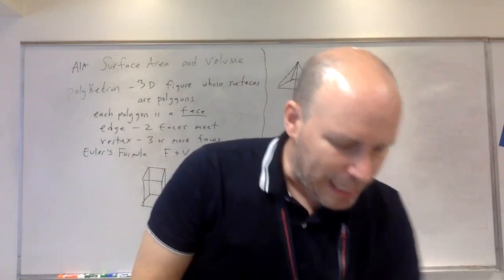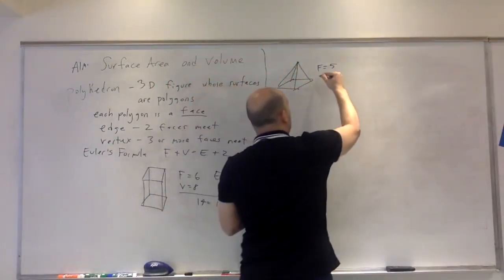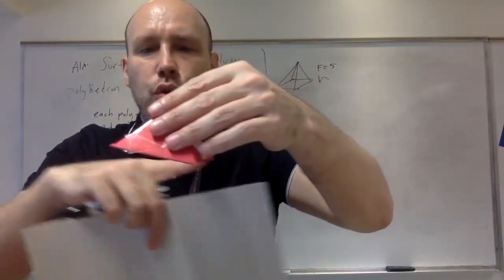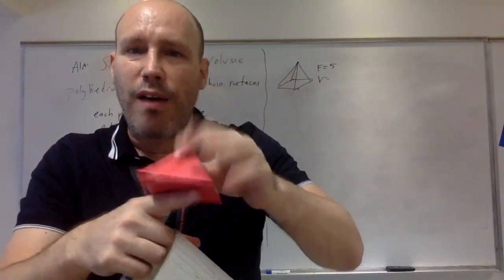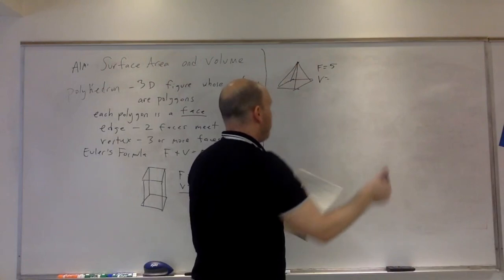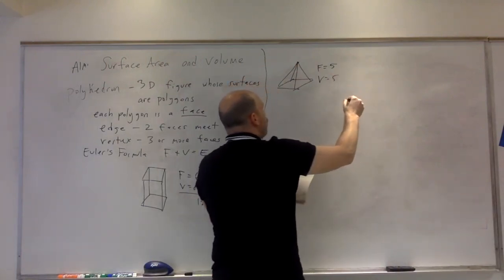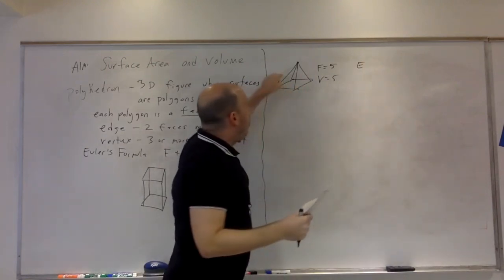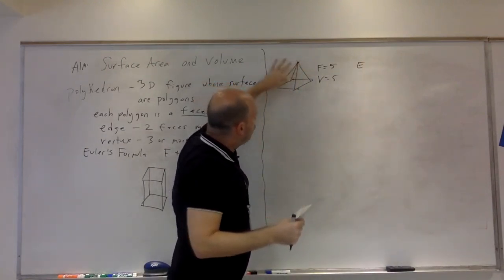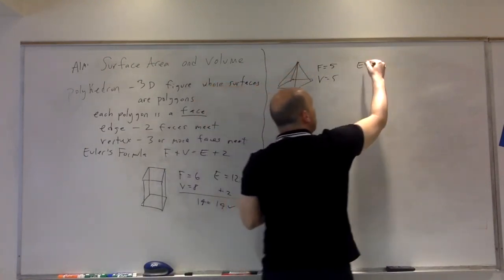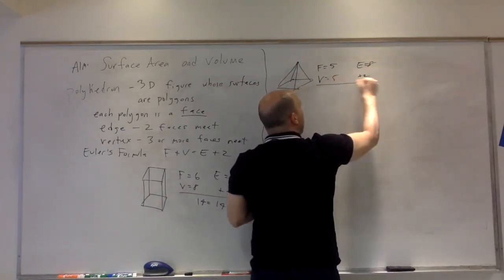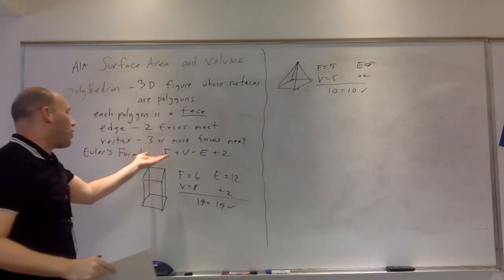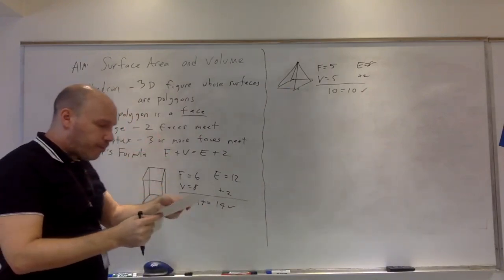Let's see, how many vertices are there? 1, 2, 3, 4, 5. 5 vertices. And how many edges are there? Let's see, number of edges. So 1, 2, 3, 4, and then 1, 2, 3, 4. 8 edges. And that works out because 10 equals 10. So once again, Euler's formula works out for any polyhedron.